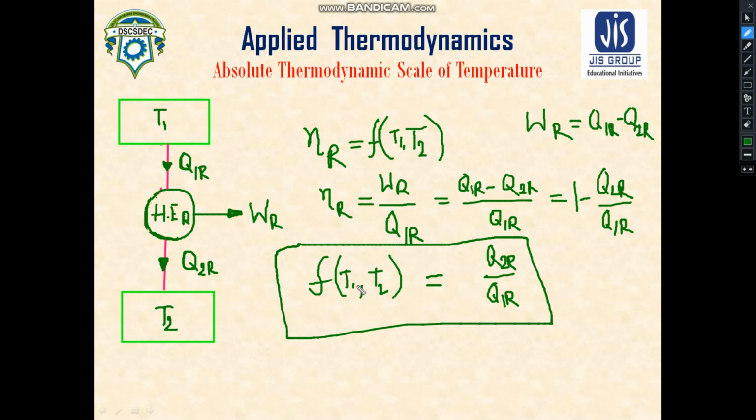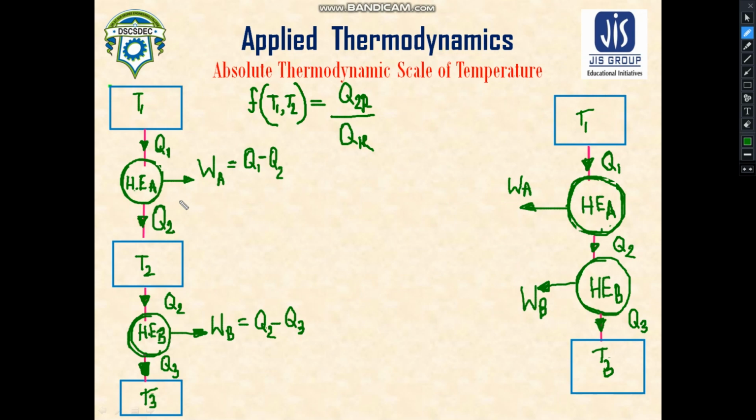But please keep in mind this, we have already deduced that the ratio of heat rejection and the heat addition is a function of the temperature of heat addition and the temperature of heat rejection. So keeping that in mind, let us move on to the second case. Okay, so I'll draw the diagram here and I will explain it to you now.